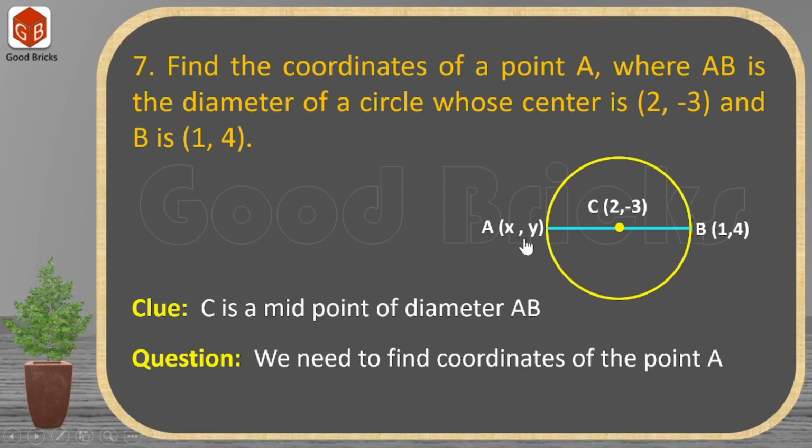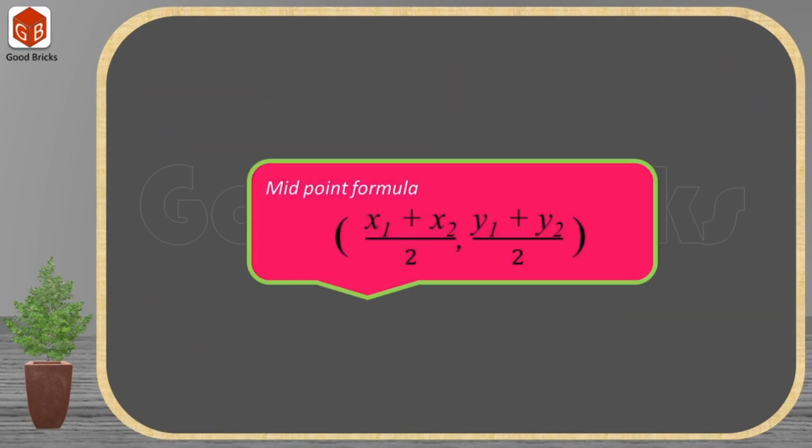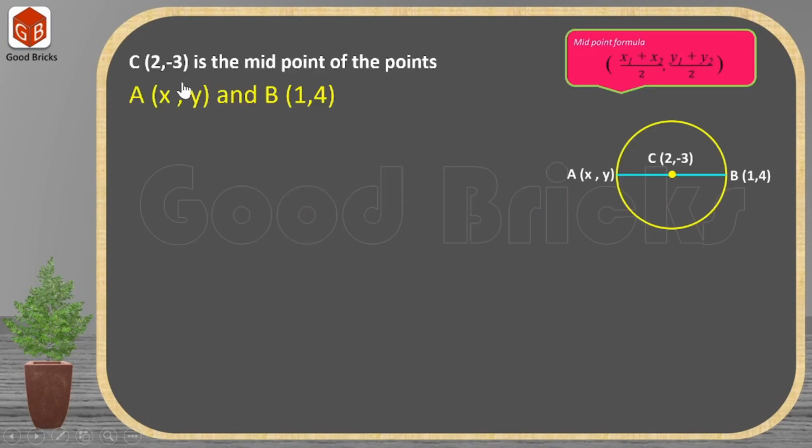What are they? X comma y we need to find. Now find coordinates of the midpoint using this midpoint formula. Here we have point A and point B. Using this midpoint formula, we can write (x plus 1) by 2 comma (y plus 4) by 2. What are these? These are the coordinates of this midpoint, but they have already given the values.